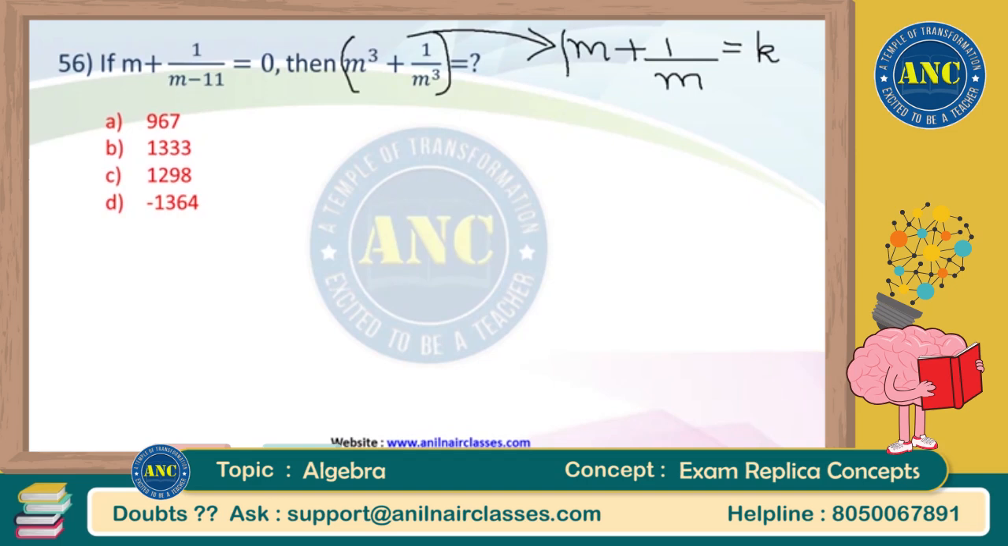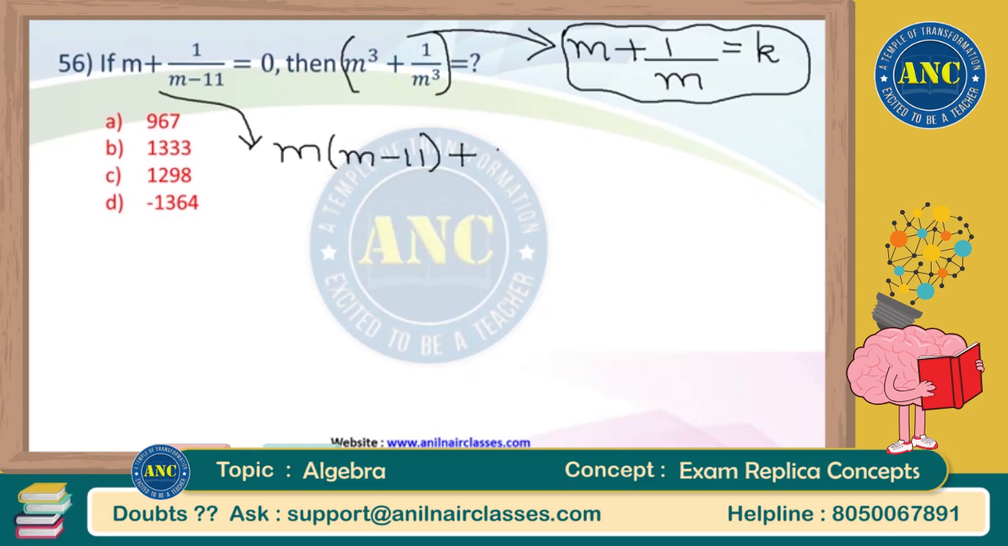First try to get this particular value m plus 1 by m. Now how to get it? In this equation, I don't want the denominator. So the entire numerator I'll multiply by m minus 11. It is m into m minus 11 plus 1, into m minus 11 by m minus 11 cancels. Right hand side is 0 into m minus 11, 0. If I make this a quadratic equation, this becomes m into m is m square. It is m square minus 11m plus 1 equal to 0.